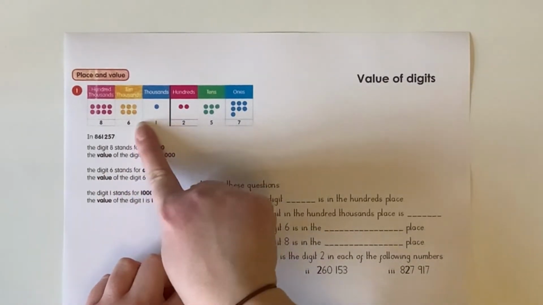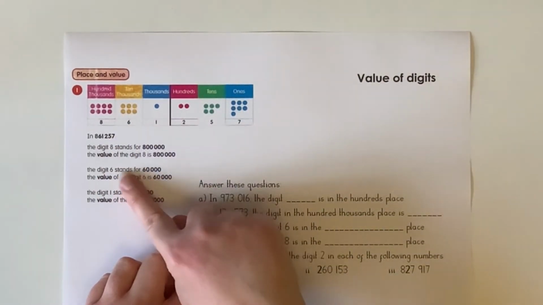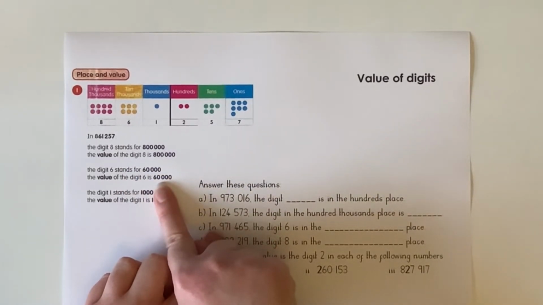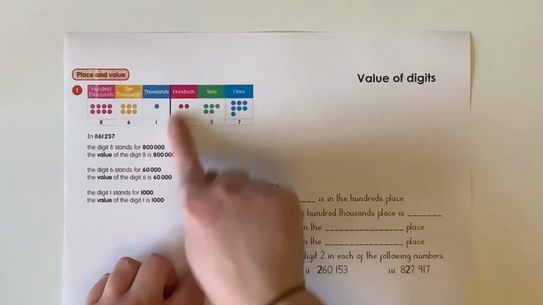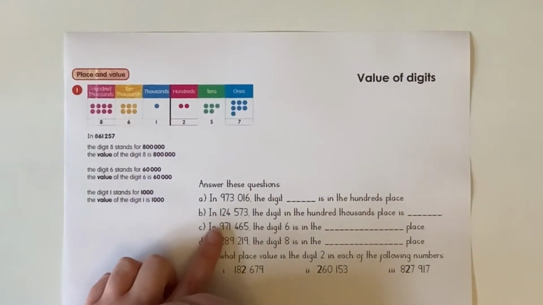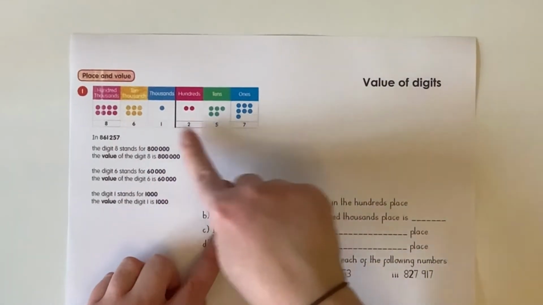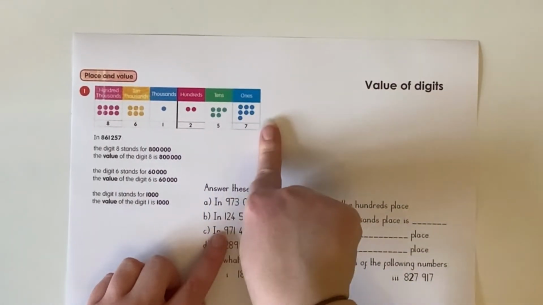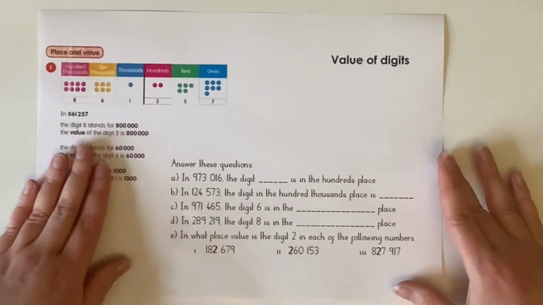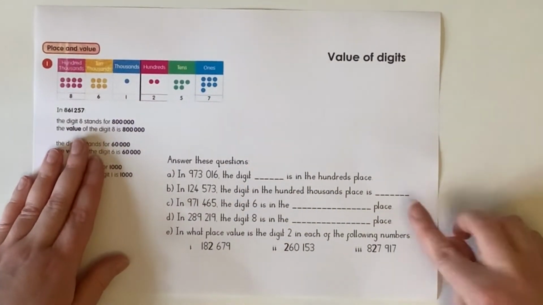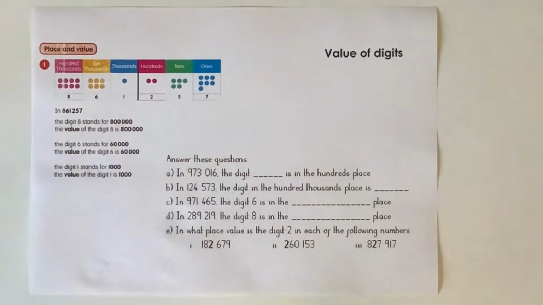The digit 6 here is in my 10,000s column, stands for 60,000, and the value of the digit is 60,000. And the 1 stands for 1,000, the value of the digit is 1,000. And we could obviously continue that with the hundreds, tens and ones. What I'd like you to do now is pause the video and have a look at these 6 questions, write down your answers, and then unpause the video to check them.